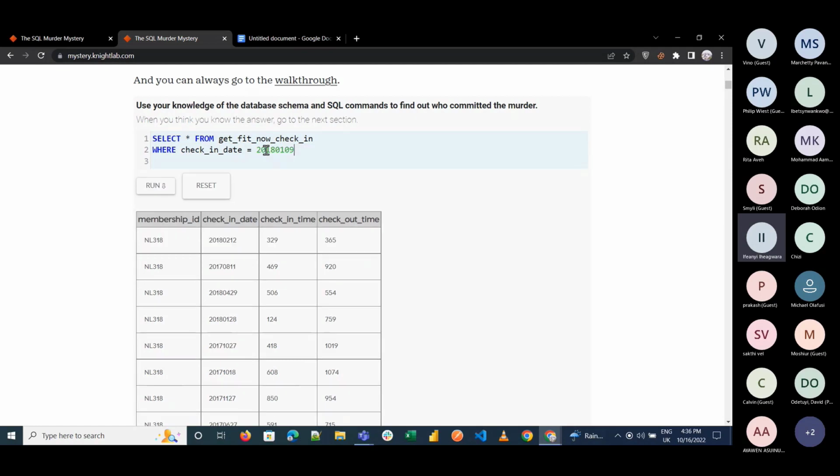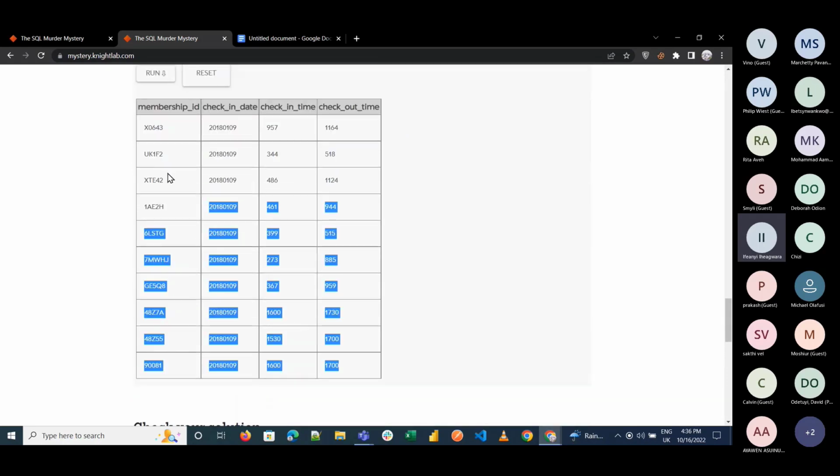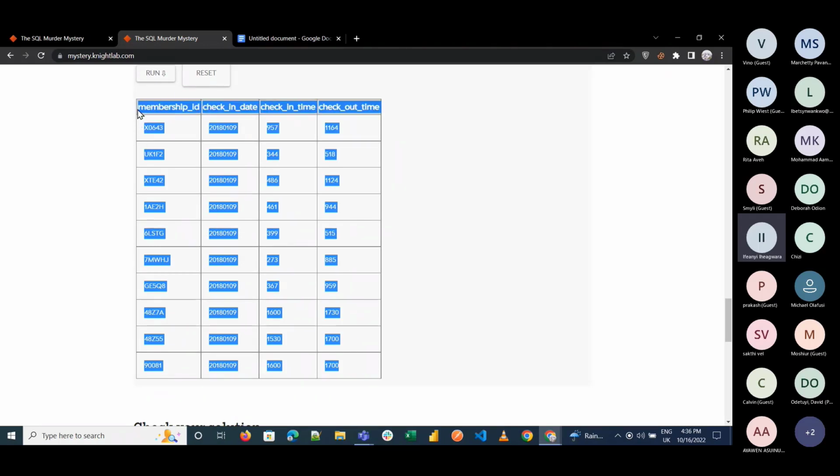Okay, so let's run this and find out what we have. It ran, and a lot of people apparently came to the gym that day. This is the whole number of people that came to the gym that day. I will look into this very closely.